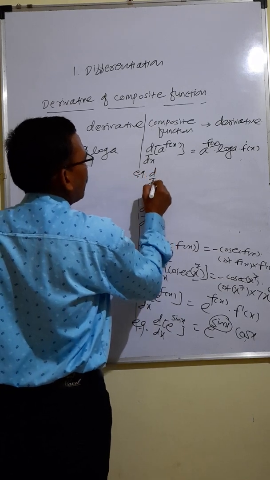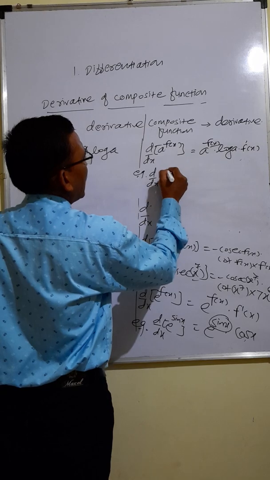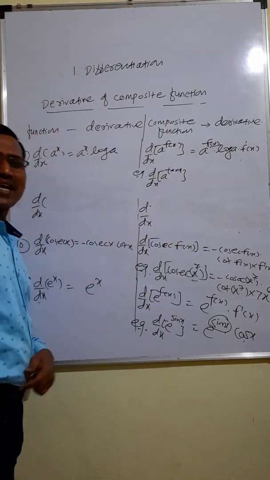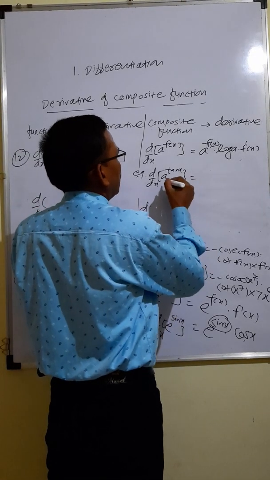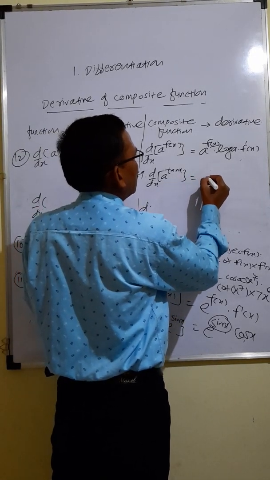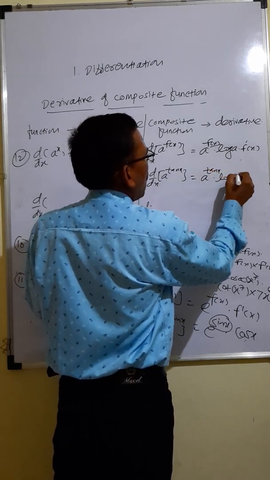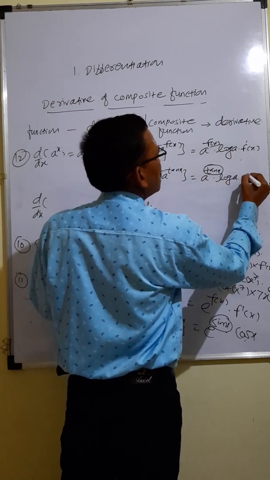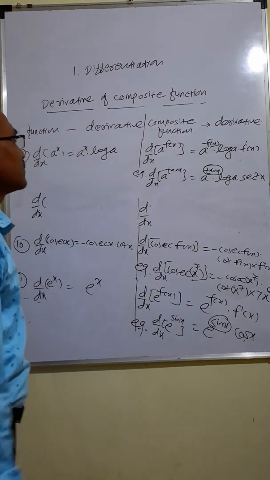So we take an example here: the derivative of a raised to tan x, a composite function. The derivative of a raised to tan x is a raised to tan x into log a into the derivative of tan x, which is sec square x, because tan x is f of x.